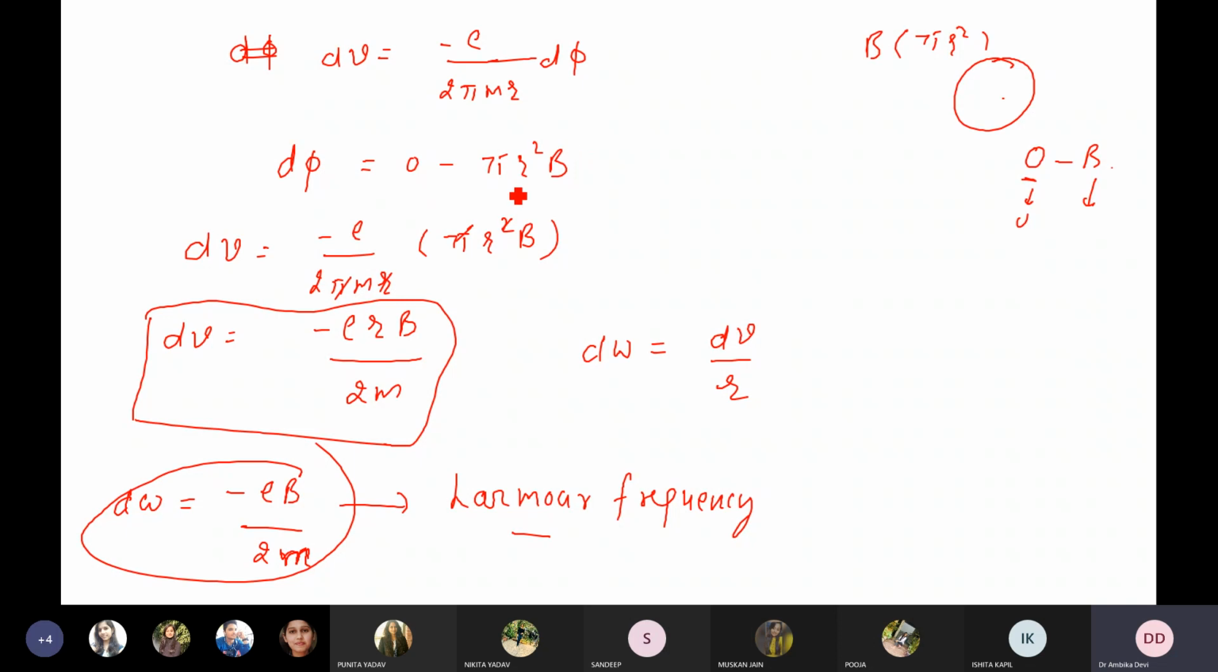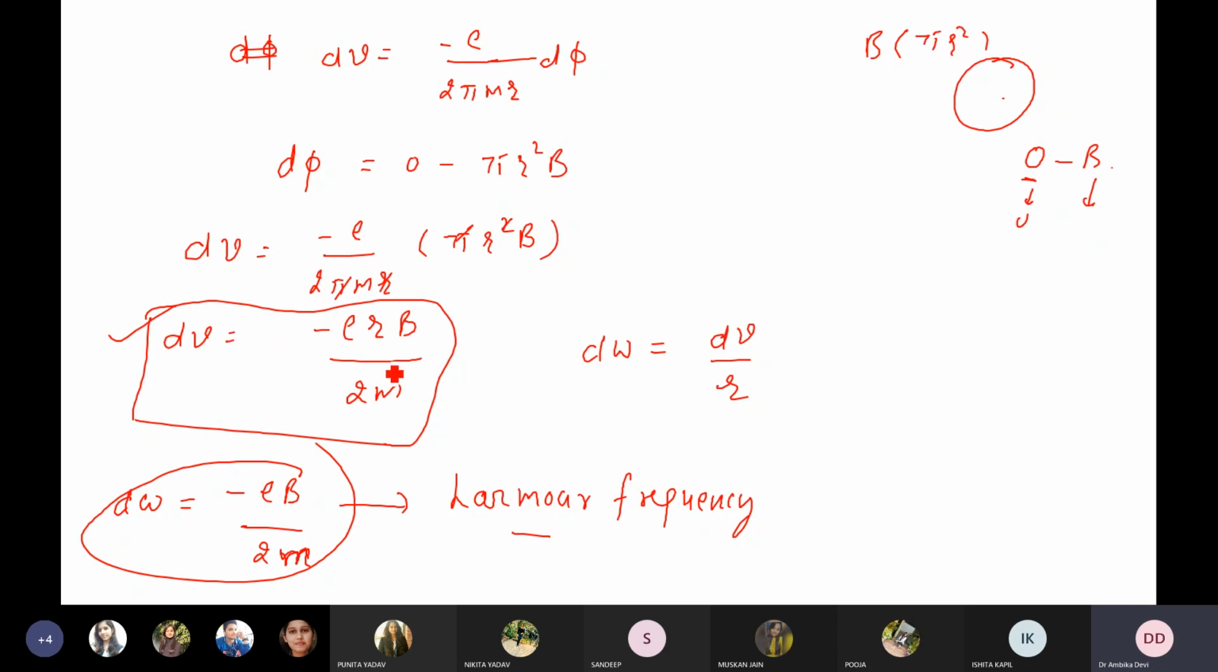So the maximum value of dφ will be πr²B, so dv will be equal to -E/(2πmr) into πr²B. By simplifying, this becomes dv = -ErB/2m. So this is the net change in the velocity of the orbiting electron.